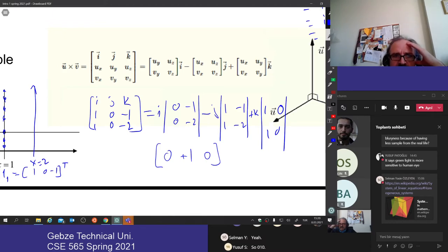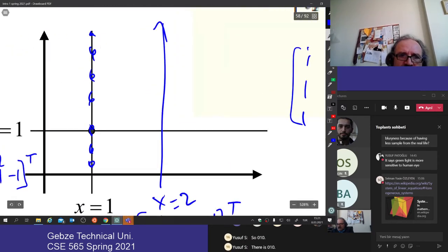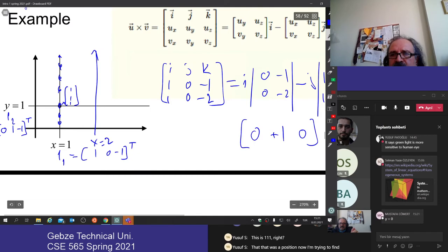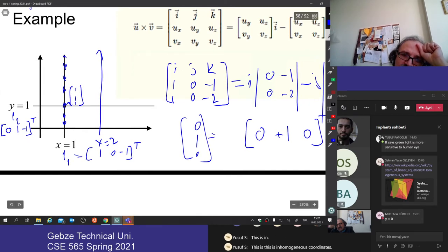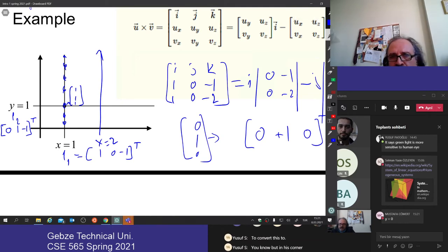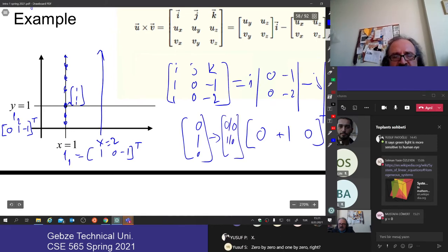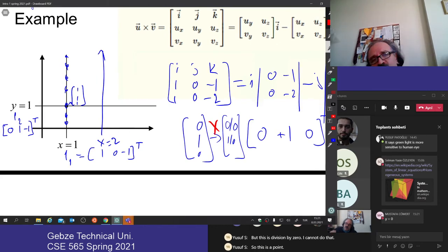Where is 0, 1, 0? What was this one? This is 1, 1, 1, right? That was the position. Now I am trying to find 0, 1, 0. Where is 0, 1, 0 on my plane? This is in homogeneous coordinates. To convert this to inhomogeneous coordinates, I would divide 0 by 0 and 1 by 0, right? But this is division by 0. I cannot do that. So this is a point in the homogeneous coordinate system that is not representable in the non-homogeneous coordinate system.